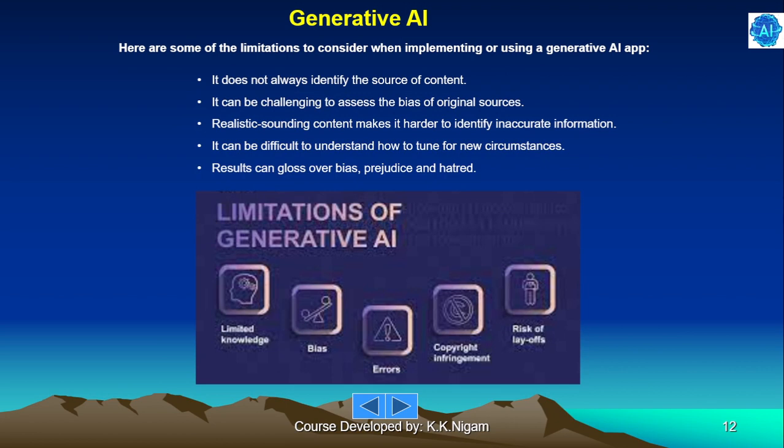Here are some of the limitations to consider when implementing or using a generative AI app. It does not always identify the source of the content. It can be challenging to assess the bias of original sources. Realistic-sounding content makes it harder to identify inaccurate information. It can be difficult to understand how to tune for new circumstances. Results can gloss over bias, prejudice, and hatred.